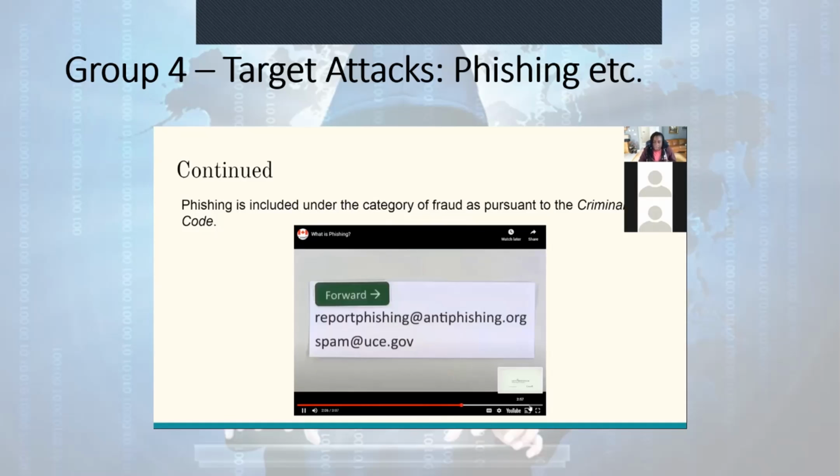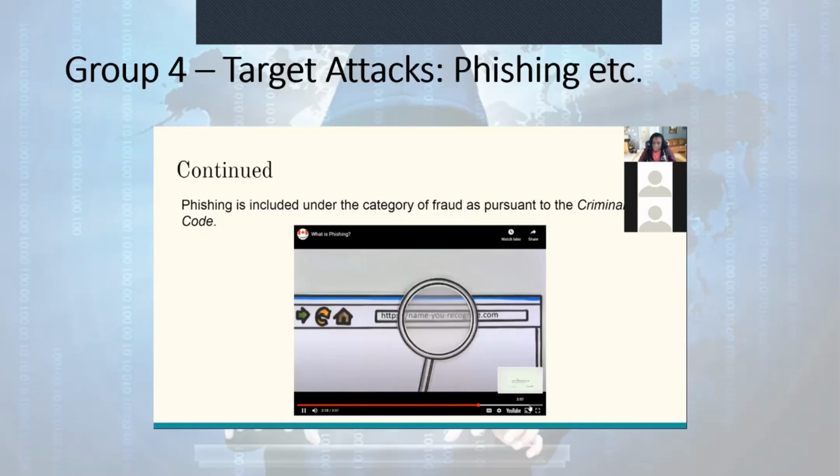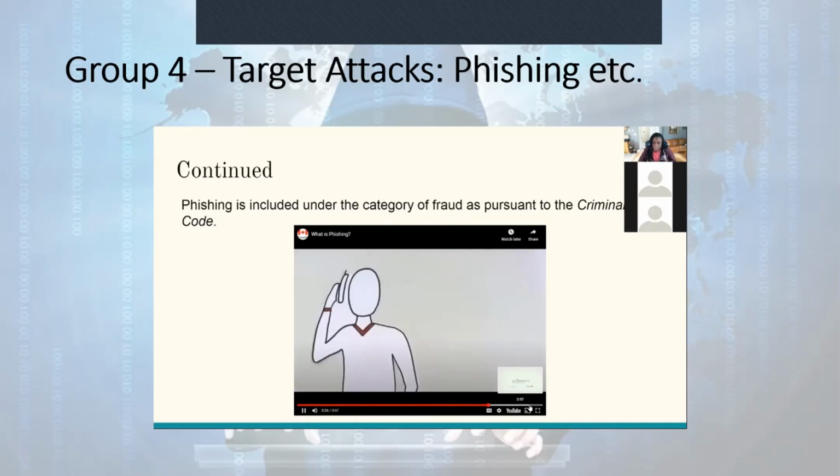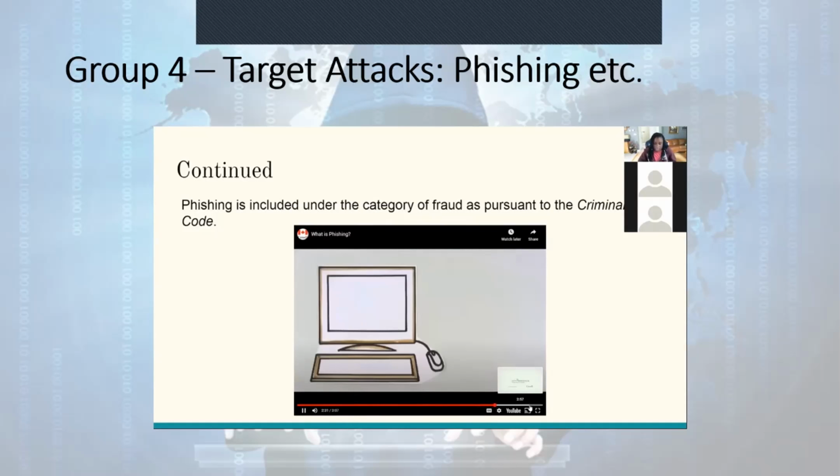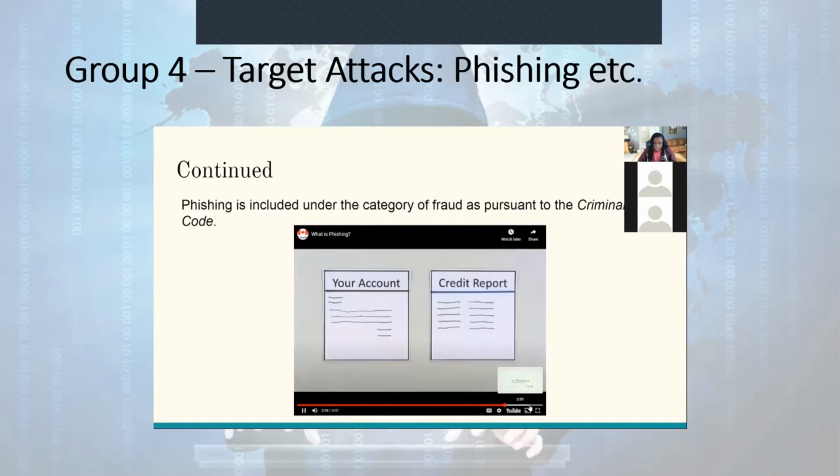Just delete it. You can also safely report it by forwarding it to reportphishing@antiphishing.org or spam@uce.gov. If an email does lead you to a suspicious website, remember to look at the web address. The address in your browser should look familiar. If you suspect that criminals have your information, immediately contact organizations where you have accounts. To protect yourself in the long run, you might also consider anti-phishing software. Further, check your online accounts and credit reports regularly and quickly report anything that is out of place.